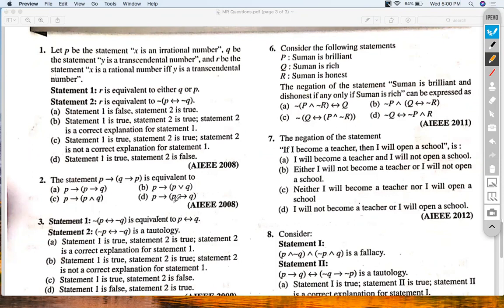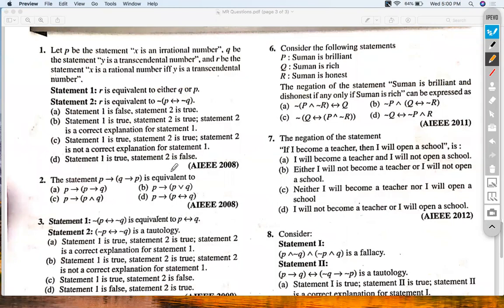Q implies P is equivalent to which of them? The moment equivalent comes, please make a truth table. Without a truth table, do not take any kind of a guess. Okay, so let's do the truth table.